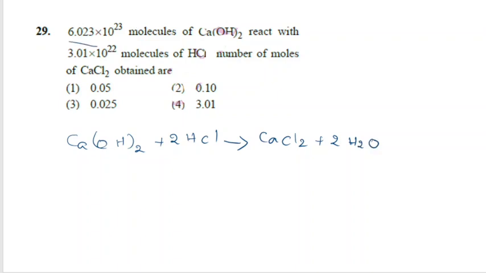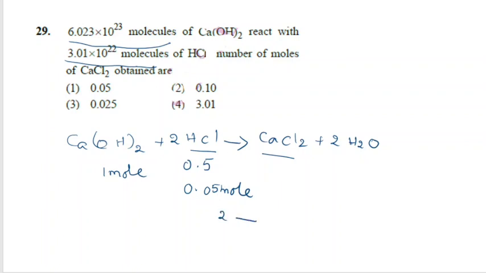Here, 6.023 into 10 power 23 molecules means 1 mole. They have taken 1 mole of Ca(OH)2. And here 3.01 into 10 power 22 molecules of HCl means, if it were 10 power 23, we would have written 0.5 moles, right? But they have given 10 power 22, that means only 0.05 moles of HCl they have taken. Okay, then how many moles of CaCl2 will be obtained?